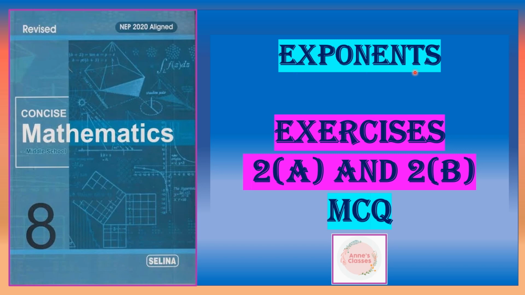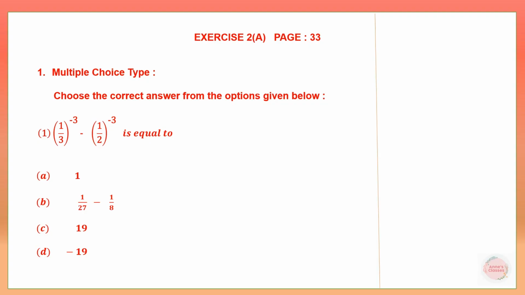We are doing exponents, exercises 2A and 2B, questions on MCQs, that is the multiple choice type questions we're going to be doing. Now this is in the new book. Now the old book has all the other questions which are the same. In the new book, the only extra addition, especially to exercise 2A, is the MCQs. So we'll begin with exercise 2A and the multiple choice type questions.